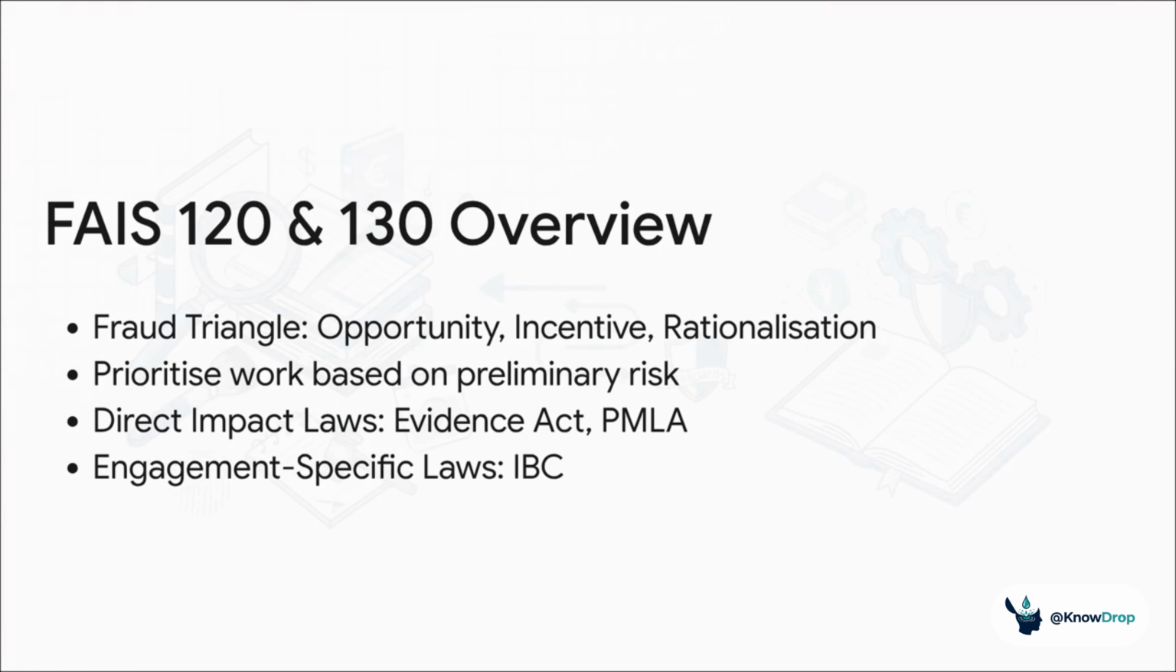Under FAIS 120, you must understand the core concepts of the fraud triangle. For a fraud to actually happen, 3 elements must coexist: opportunity, incentive, and rationalization. You use this to prioritize your preliminary risk assessment and assign work by skill. Then, you pull in FAIS 130, which requires you to apply the correct laws to the situation.